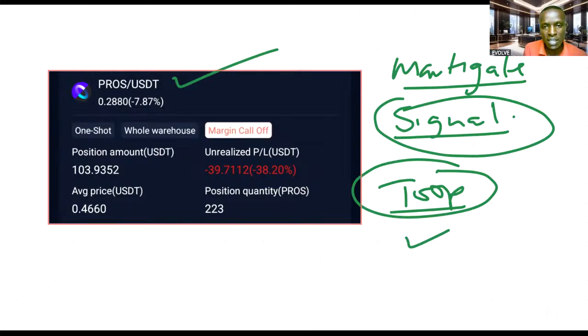Here are two mistakes that you should not make. I made these two mistakes. Mistake number one, I didn't check the quality of the coin. I just entered the signal. And I entered that signal.